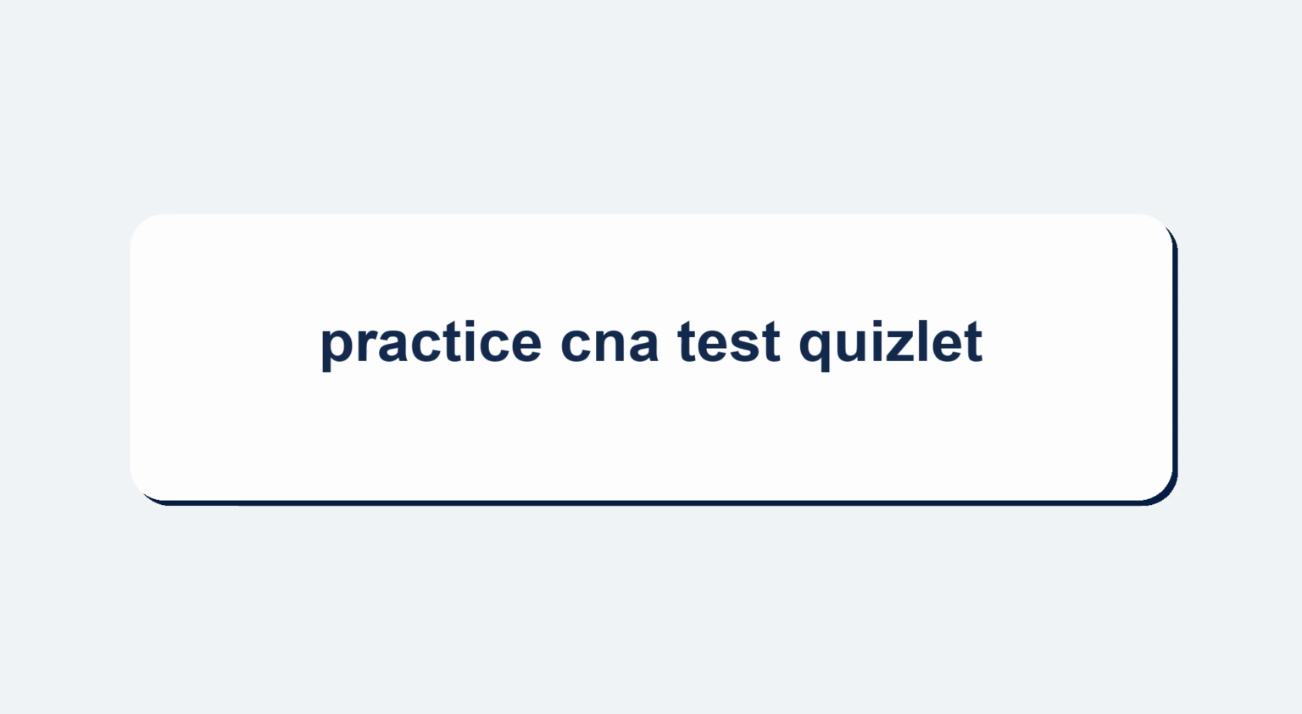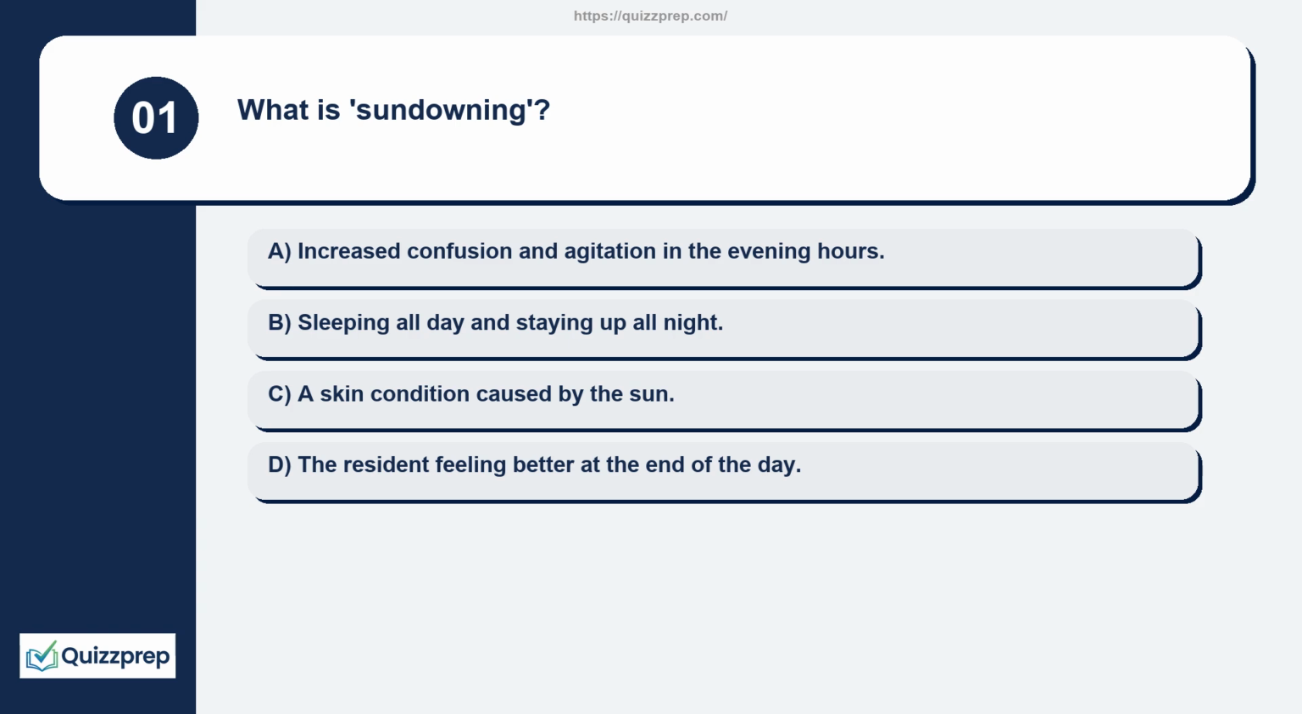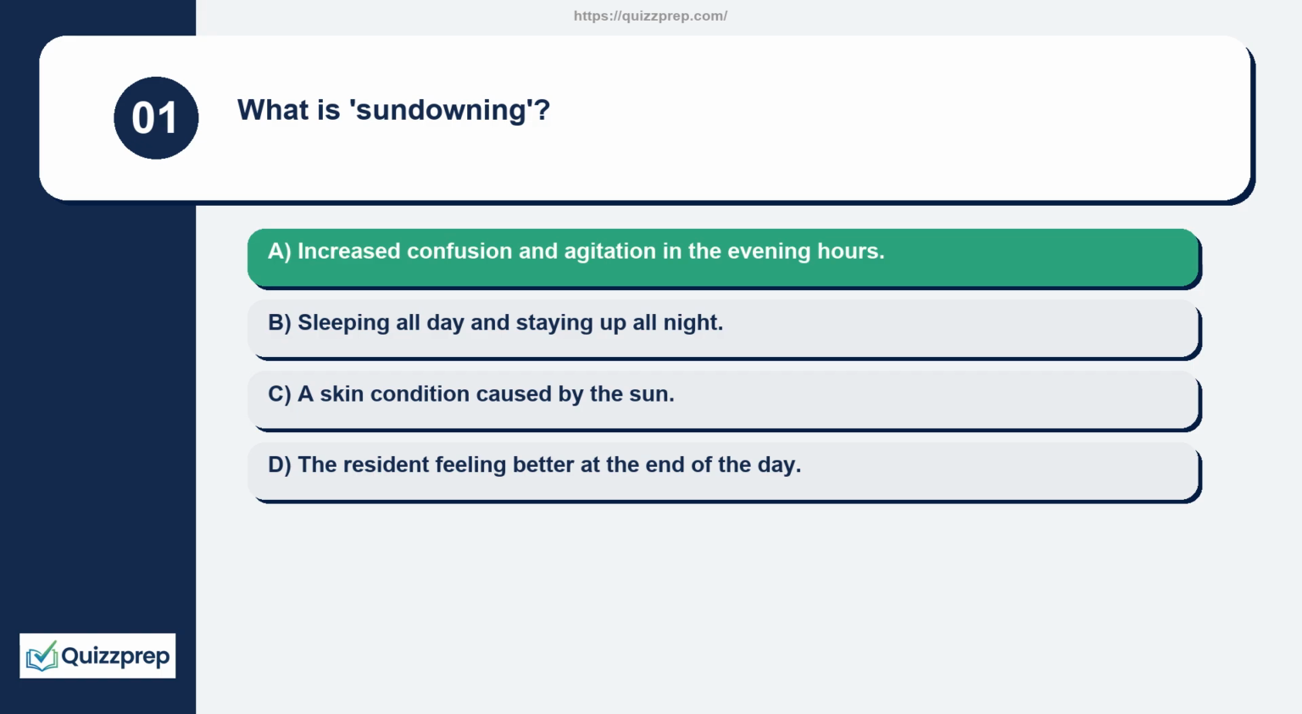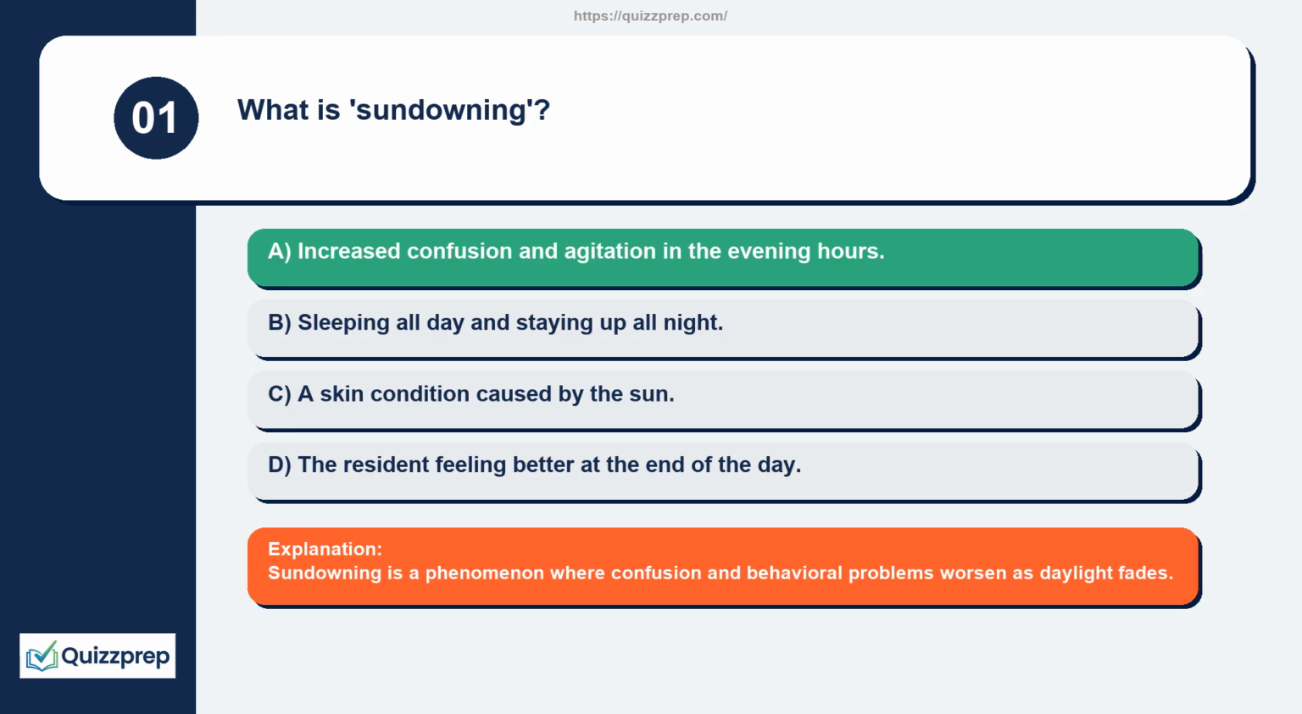Practice CNA test Quizlet. Question 1. What is sundowning? Increased confusion and agitation in the evening hours, sleeping all day and staying up all night, a skin condition caused by the sun, the resident feeling better at the end of the day. Sundowning is a phenomenon where confusion and behavioral problems worsen as daylight fades.